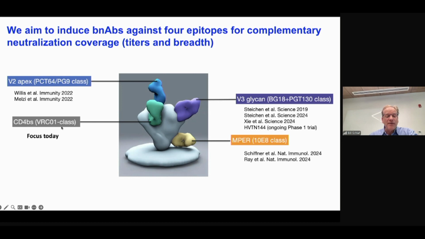And I'm going to focus today on the CD4 binding site because we have clinical data, but we have actually this year and very recently published a whole bunch of papers. In the last 3 weeks, we did publish 6 papers. And so I listed some of them here for the other epitopes. So if you're interested, you can go check them out.